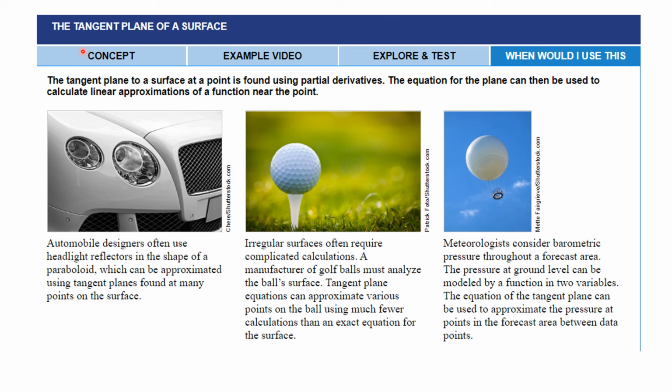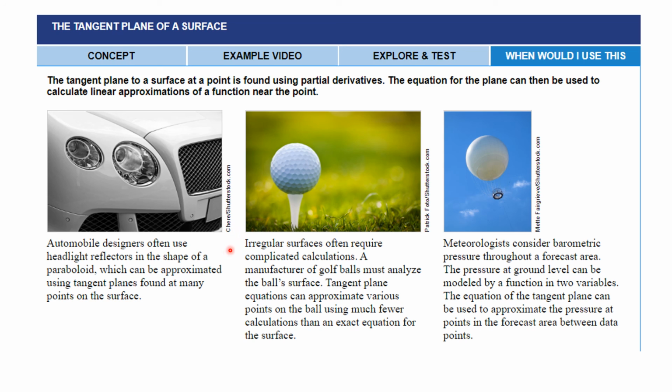Now we do have many applications of this, so let's review when we might end up using this. And again, recall that the tangent plane to a surface at a point is found using partial derivatives. The equation for the plane can then be used to calculate linear approximations of a function near the point. So, some applications. Automobile designers often use headlight reflectors in the shape of a paraboloid, which can be approximated using tangent planes found at many points on the surface.